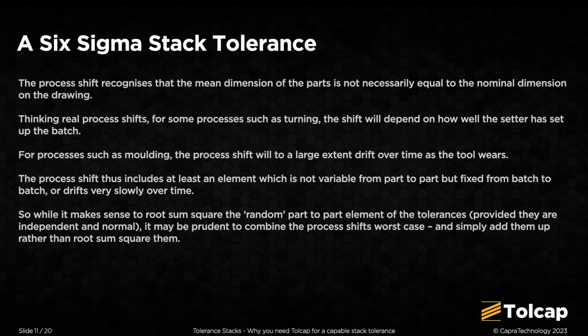Thinking real process shifts, for some processes such as turning, the shift will depend on how well the setter has set up the machine for the batch. For processes such as moulding, the process shift will to a large extent drift over time as the tool wears. So the process shift thus includes at least an element which is not variable from part to part but fixed from batch to batch or drifts very slowly over time. So while it makes sense to root sum square the random part to part element of the tolerances, hoping they are independent and normal, it may be prudent to combine the process shifts worst case and simply add them up rather than root sum square them.